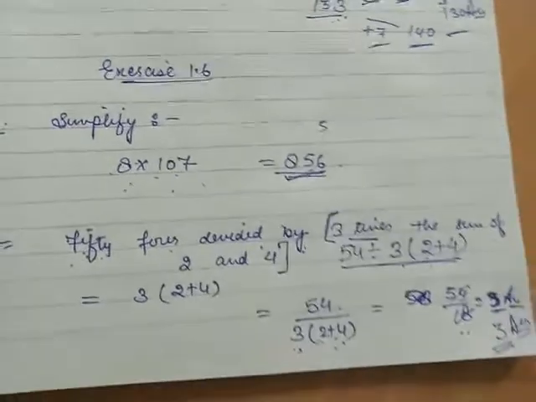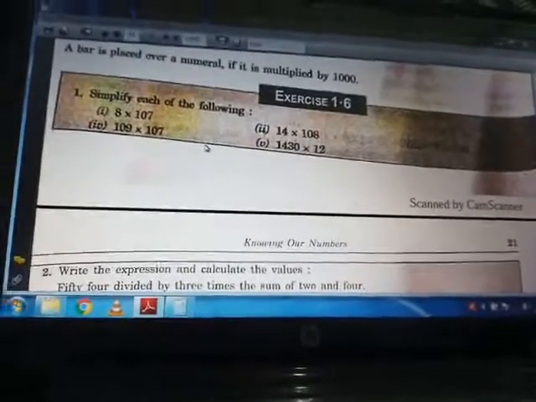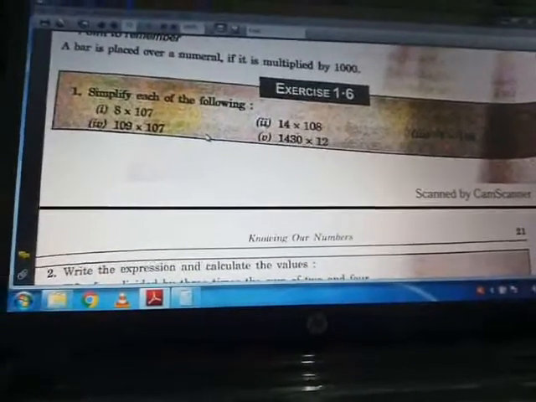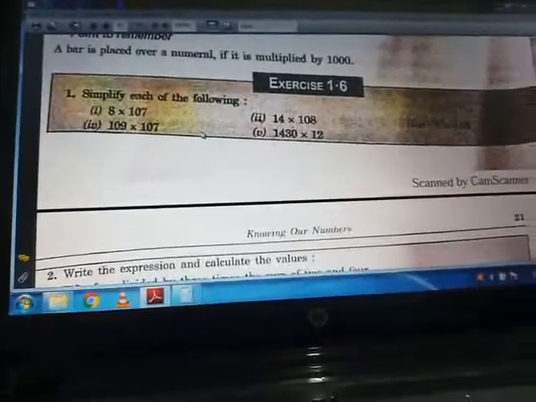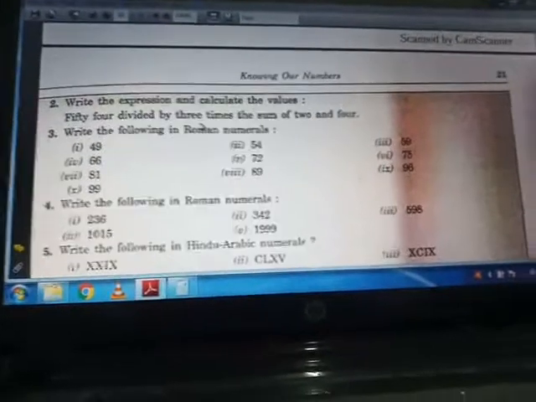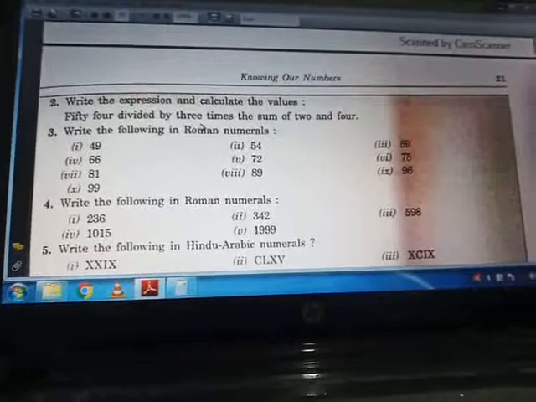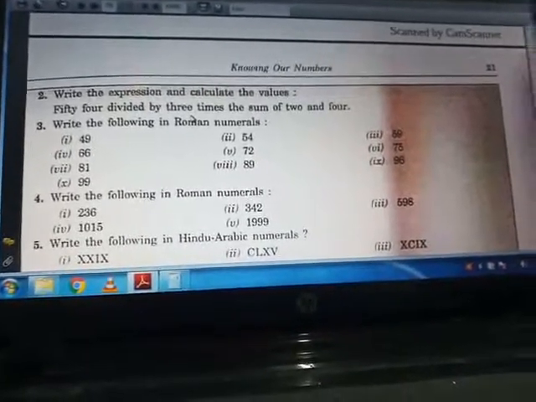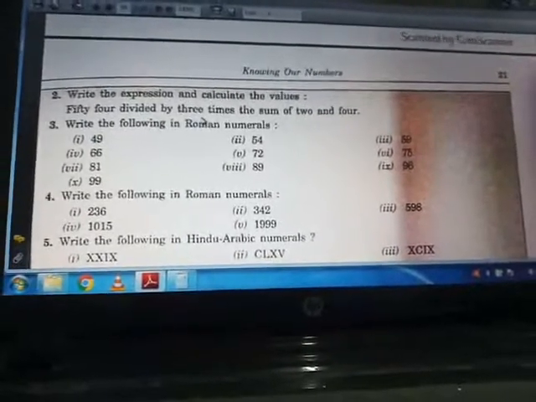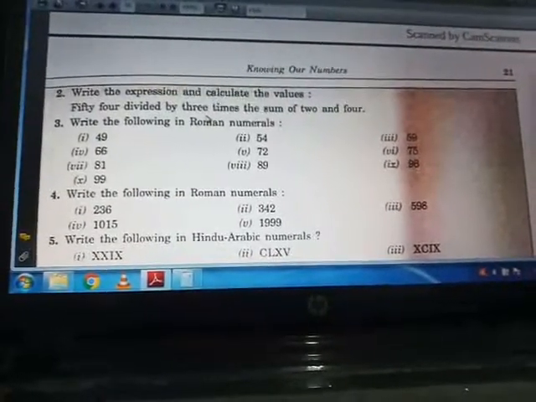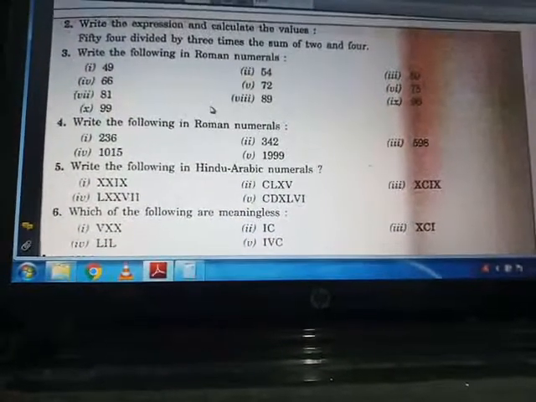So these two questions, question number 1 and 2, and from exercise 1.5, your questions number 6, 7, 8, 9, 10 are your homework. You have to do this, and in the next video we will study the Roman numerals. We will study how to write any number into Roman numerals, and we will solve this exercise, this 1.6.